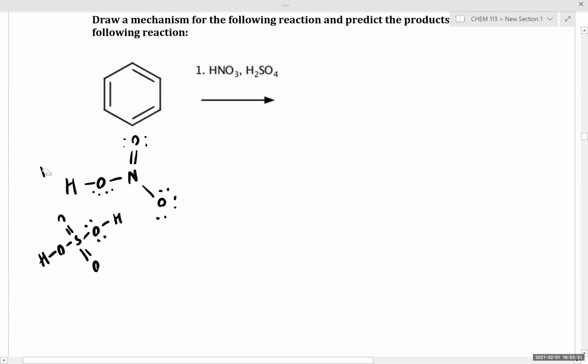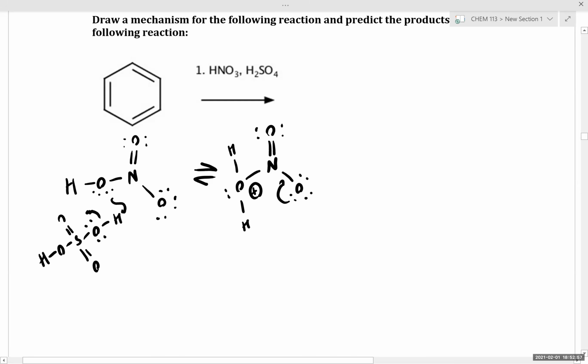So for the first step, we're going to protonate our alcohol. This is an equilibrium, so I'll draw it as such. Oh, whoops, that's resonance. So let's draw an equilibrium arrow. There we go. That generates our protonated nitric acid. We're then going to eliminate an equivalent of water. That's going to generate our nitronium ion.